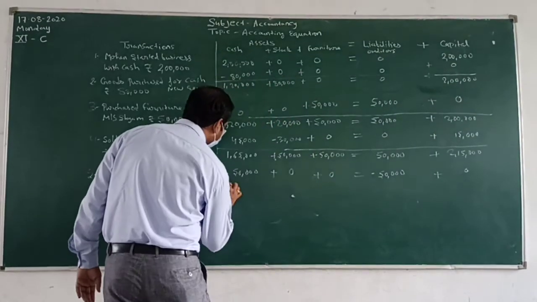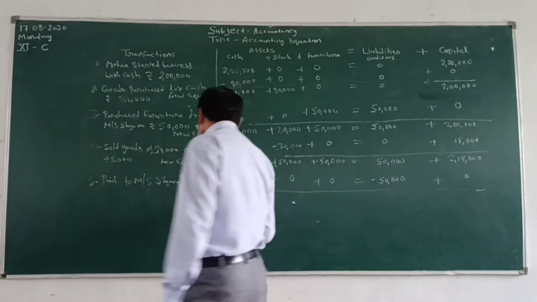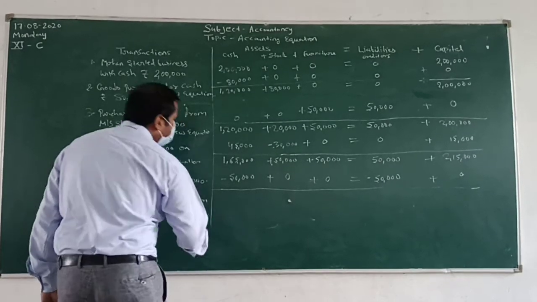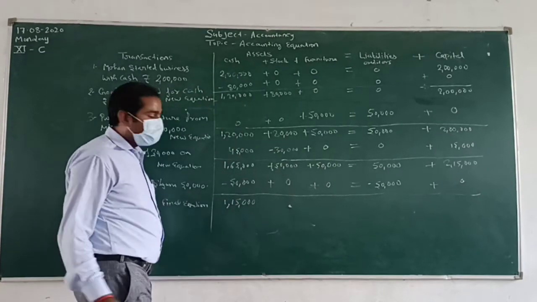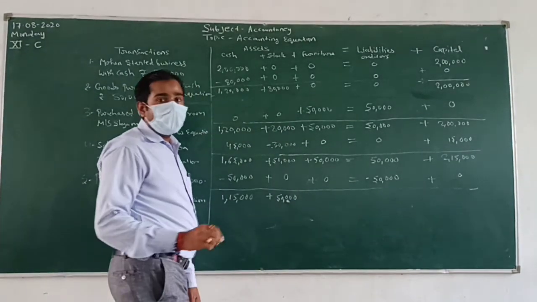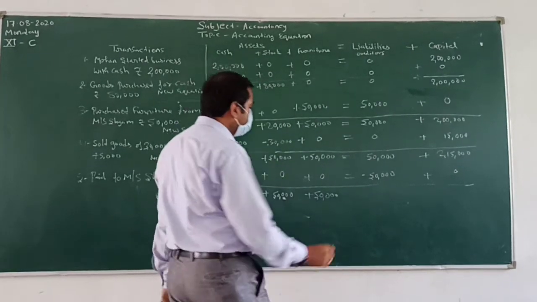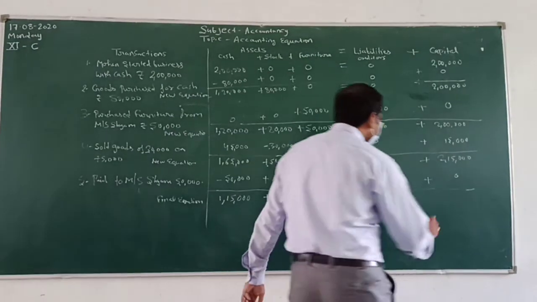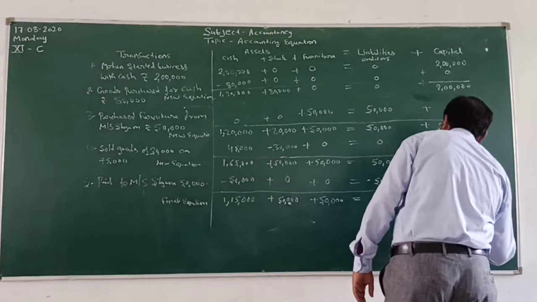Now here is the final equation. After completing this transaction, we get the final equation, and the final equation is 1,15,000 of cash, 50,000 of stock, 50,000 of furniture. Our liability becomes 0 because we paid off rupees 50,000, and the capital is rupees 2,15,000.